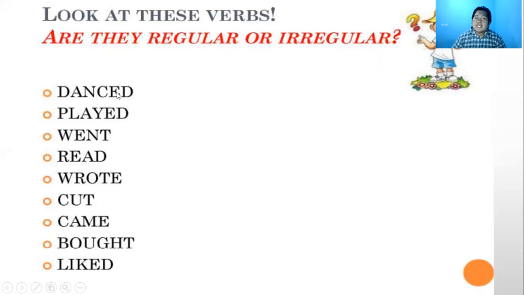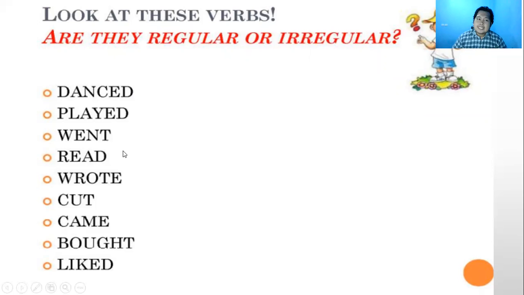Okay. So is danced a regular verb or is it an irregular verb? Played. Is it regular or irregular verb? Went. Is it regular or irregular? Read. Is it regular or irregular?